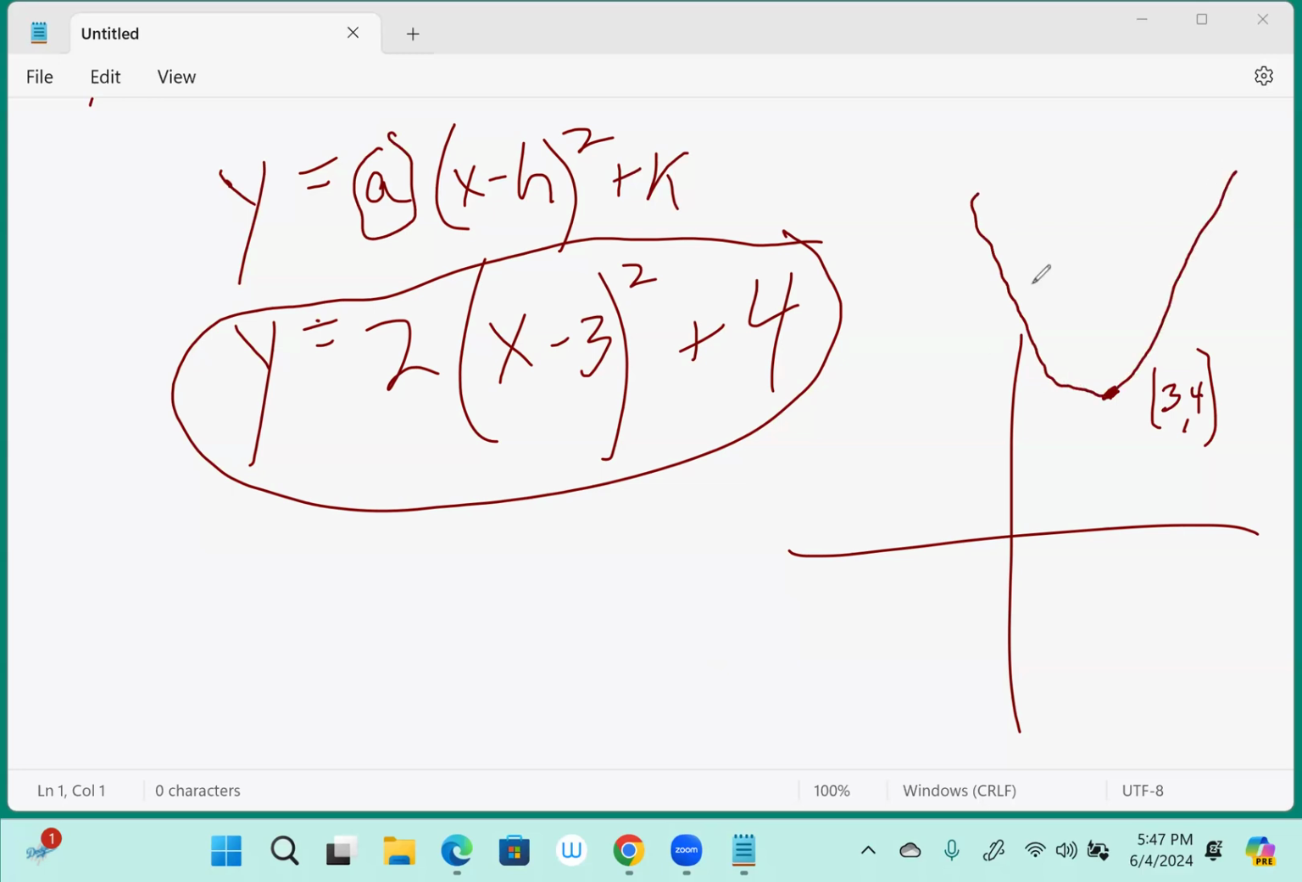So it's going to look something like that. The only thing we don't know is whether it could be like this, or it could be like this. In other words, we know where the vertex is. We just don't know whether it's normal, skinnier, or fatter. And that is a vertical stretch factor.